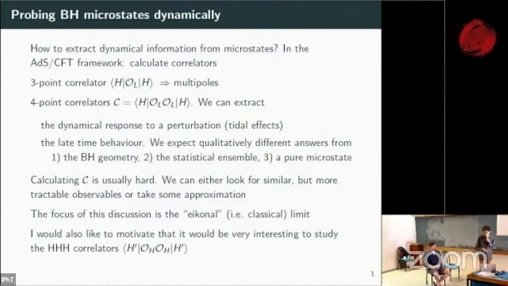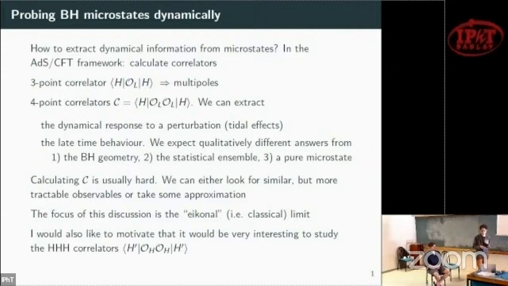But you would expect a different result, as we had from Imin's talk, if you do the same calculation in a statistical ensemble, and we would also expect an even more different result if you do it in a pure state. But as I said, it's difficult to calculate this correlator, so the idea is to try and tackle the problem in some simplified setup. And you can either look at some more tractable observables, so easier things that still capture the interesting physics, but are not the full 4-point correlator.